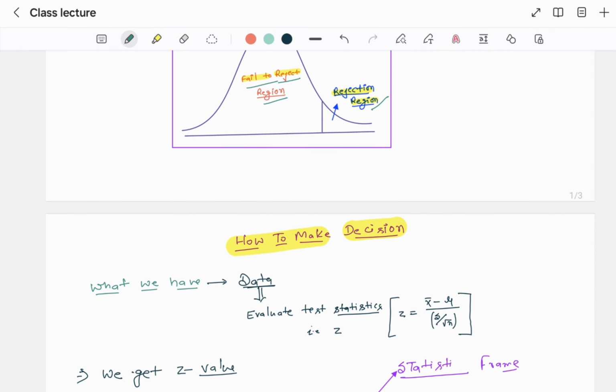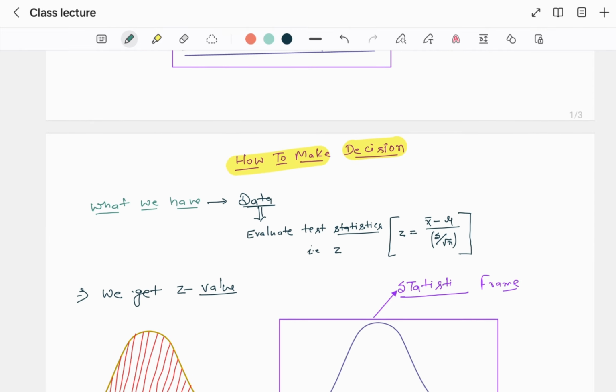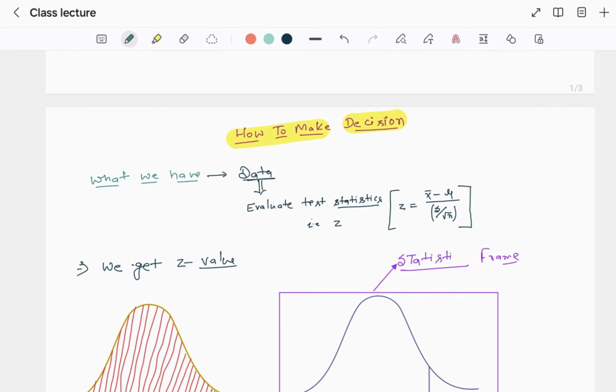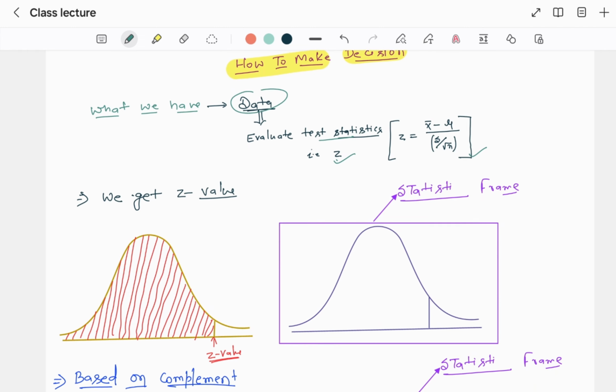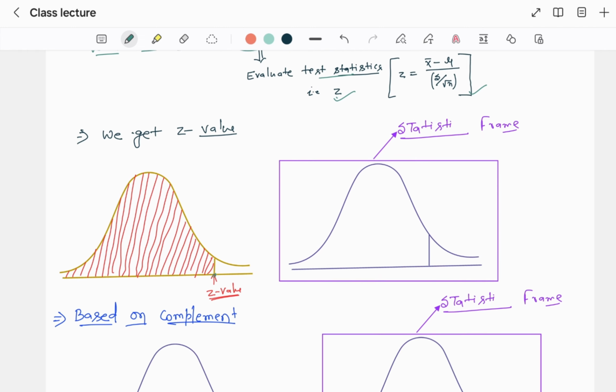So now, how do we make the decision? We have the data that comes from the sample, and to analyze this, we do the statistics test, where we calculate the Z value. The Z value is calculated from the following formulas. Once we get the Z value, we will use some table.